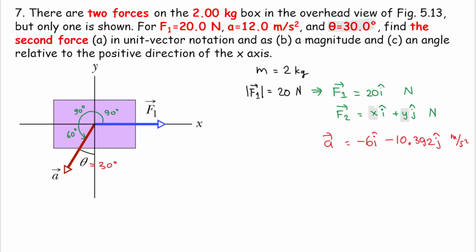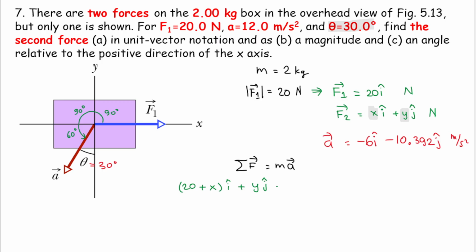Now remember Newton's law here. The net force is equal to the mass times acceleration. Good. And what is the net force? We have F1 plus F2, right? So we will have 20 plus x. X is unknown here, so I will have 20 plus x of i, and then plus, we will have the y in the j direction here.